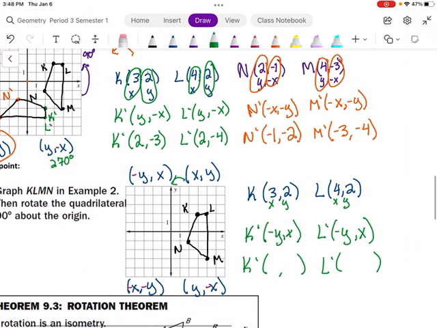So go ahead and do that, and then once you have your answers, press play to see if you did it correctly. So your correct answers, y was equal to 2, so negative y would be negative 2, and x was 3. And then for L prime, it should have been negative 2, 4. So you should have these plotted on your graph and labeled.